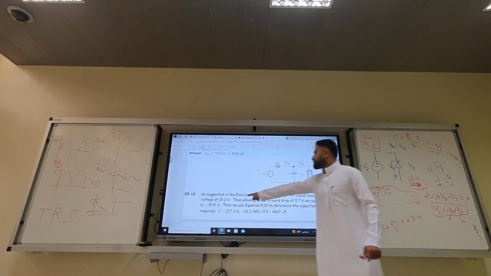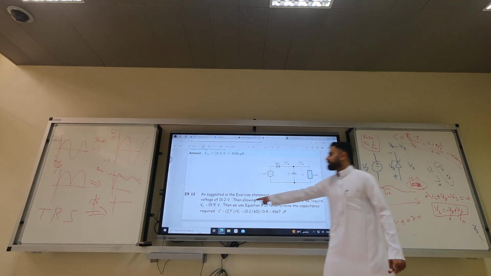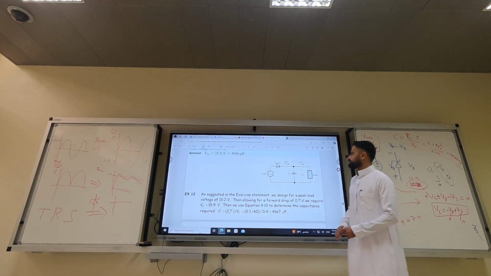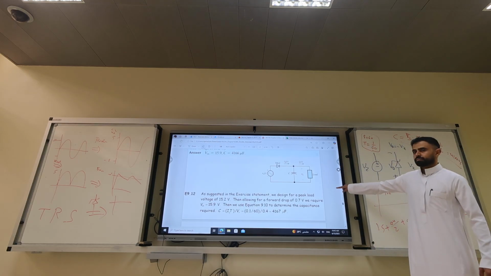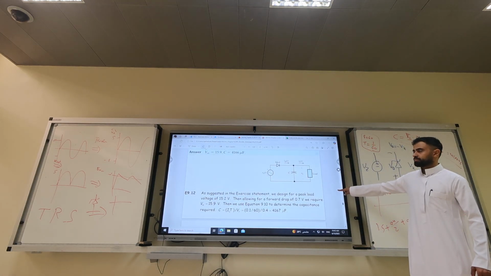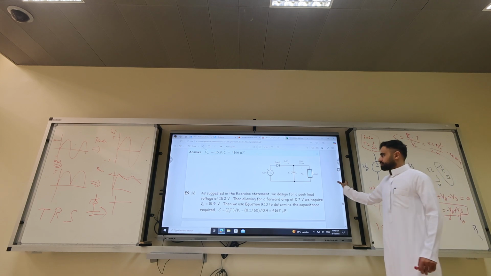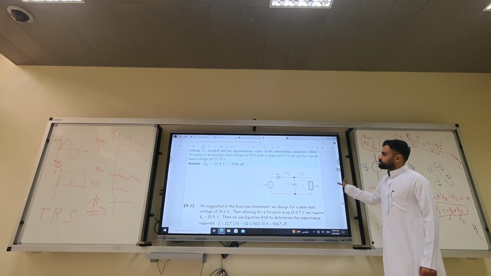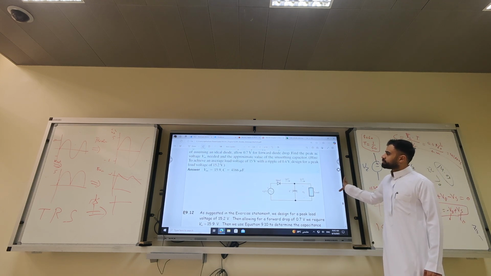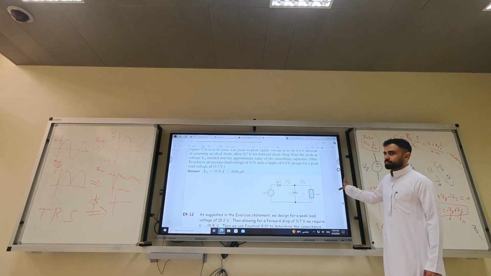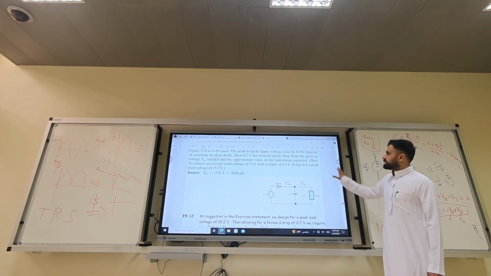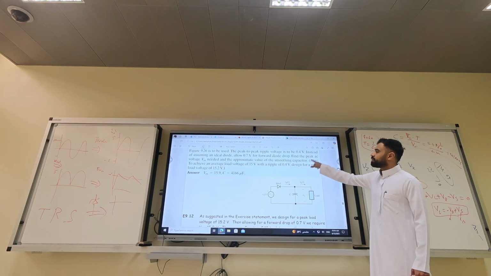Well, this information is irrelevant to designing the capacitor. Okay? But sir, I think I understand. Because we change the diode to a voltage source, it will be plus minus 0.7, and I think we can make it. Well, read the question. It says find the peak AC voltage needed.